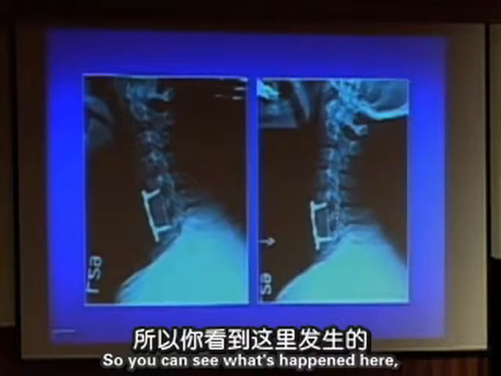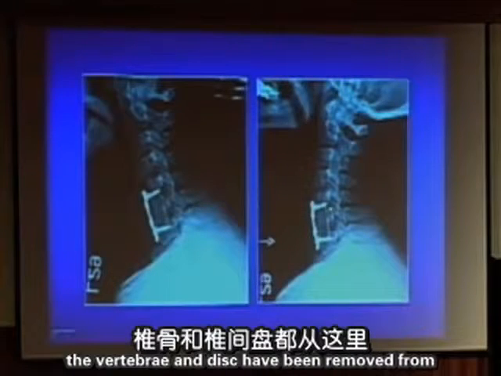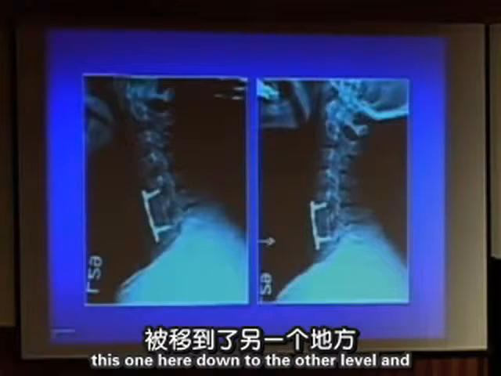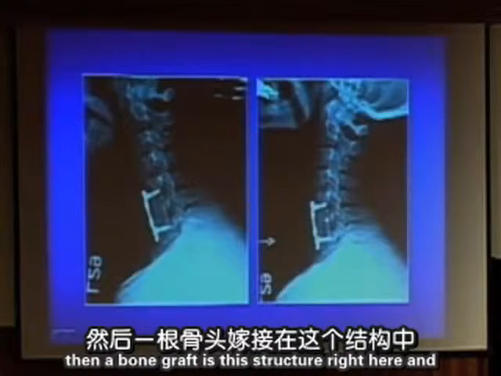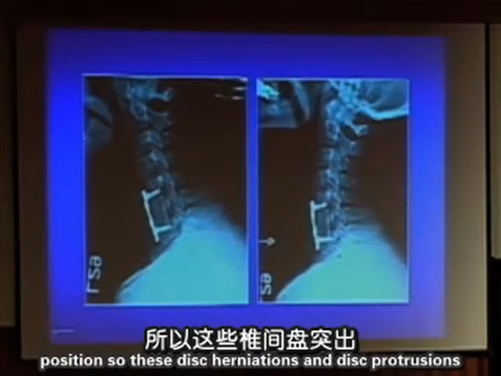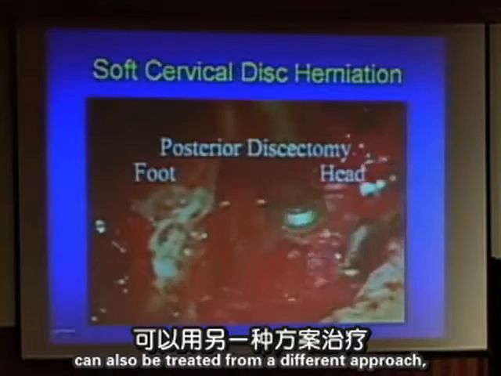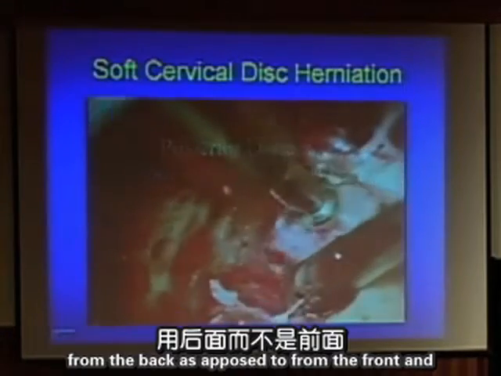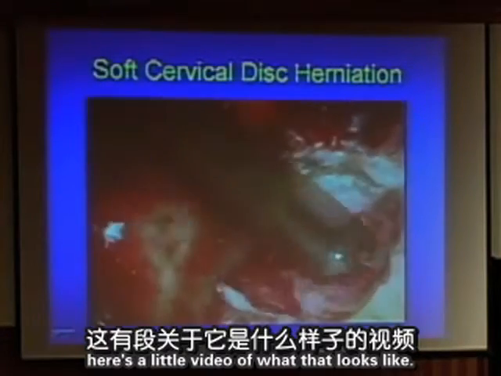So you can see what's happened here. The vertebra and disc have been removed from this one here down to the other level. And then a bone graft is this structure right here, and then the plate's been applied to secure things into position. So these disc herniations and disc protrusions can also be treated from a different approach, from the back as opposed to from the front. And here's a little video of what that looks like.